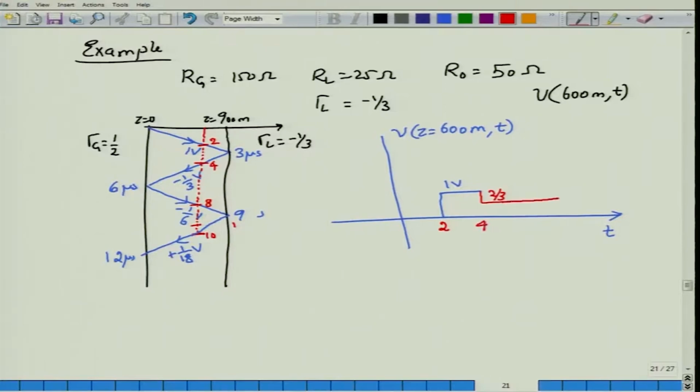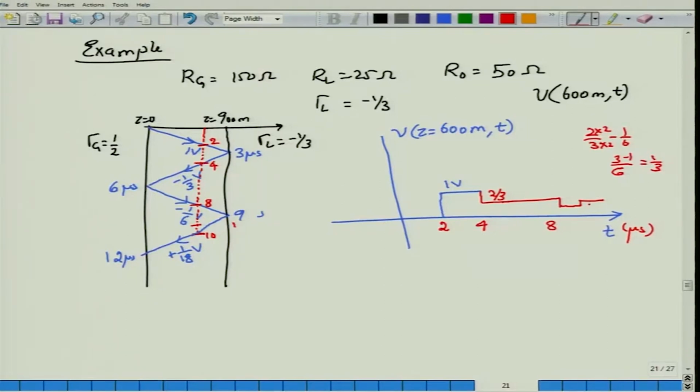This continues until you go to 8 microsecond. So this time is measured in microsecond, of course. So at 8 microsecond you will see a further jump of minus 1 by 6. So the voltage would drop to 2 by 3 minus 1 by 6. So I can multiply both sides here by 2. This becomes 3 by 6. 3 minus 1 by 6 is 1/3. So it is still positive, but it would be 1/3 voltage at 8, and at 10 microsecond you would see a jump, and this time the jump is slightly positive because 1 by 18 volt.